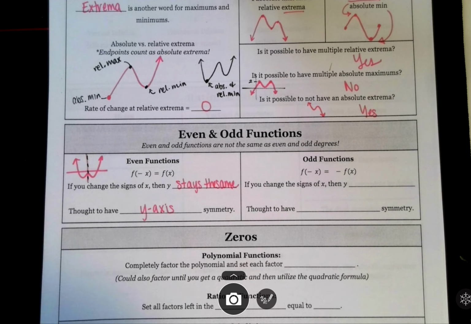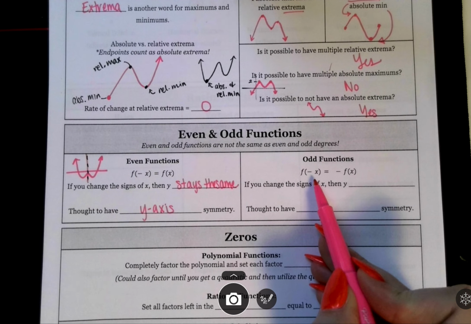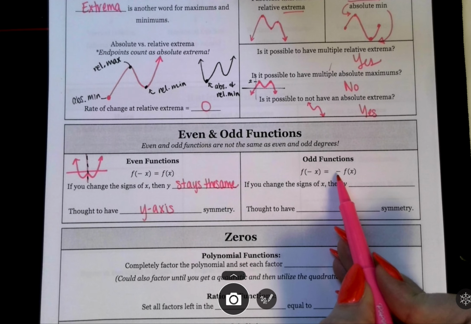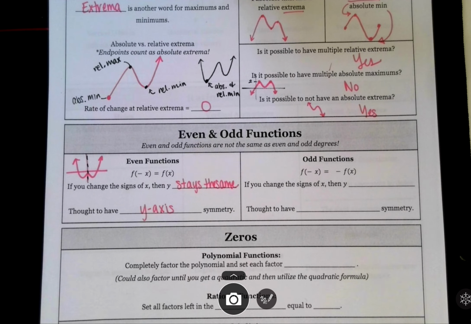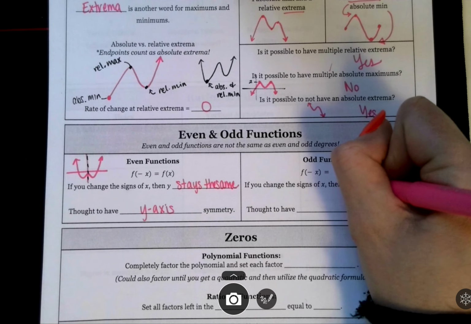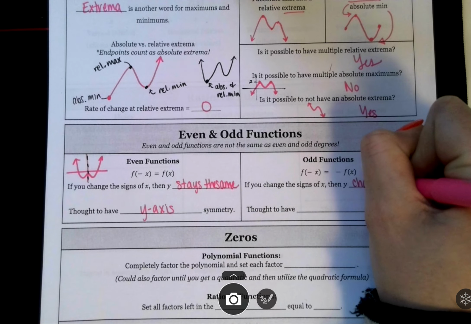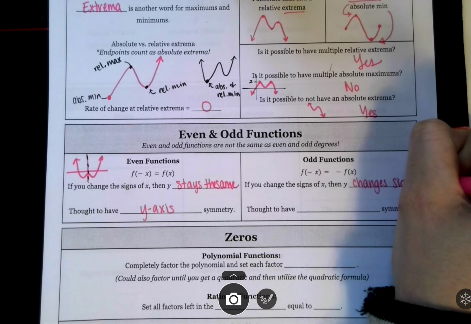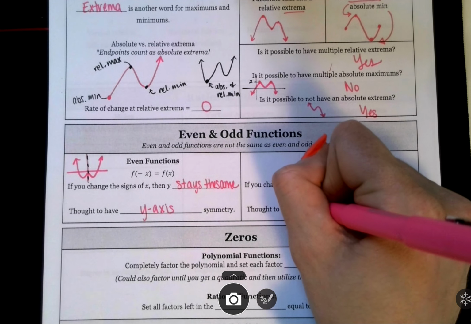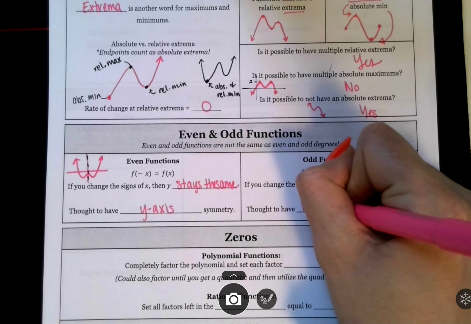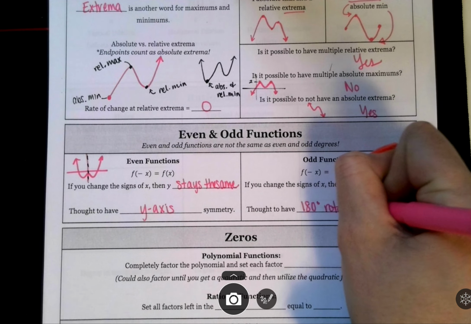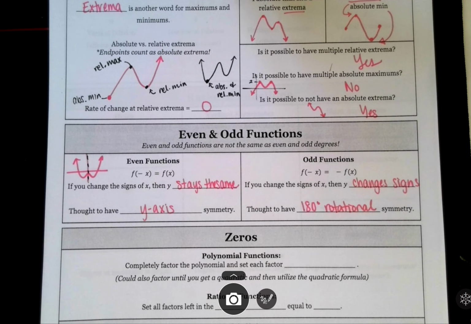An odd function is when we plug in a negative x for everything, and we would end up getting the negative version of our original function. So if you change the signs of x, then y changes signs, and is thought to have 180 degree rotational symmetry, or 180 degree rotational about the origin symmetry.